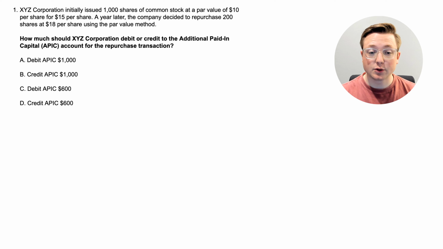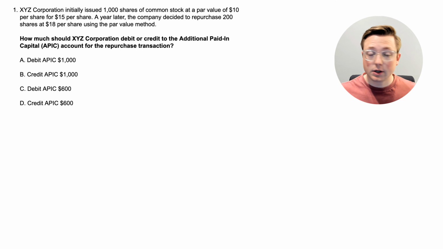How much should XYZ Corporation debit or credit to the additional paid in capital, or APIC, account for the repurchase transaction? Okay, so we're dealing with a repurchase. XYZ Corporation initially issued 1,000 shares of common stock at a par value of $10 per share for $15 per share. A year later, the company decided to repurchase 200 shares at $18 per share using the par value method. So again, with that information, we have to figure out what the debit or credit is to the APIC account for this repurchase of stock.